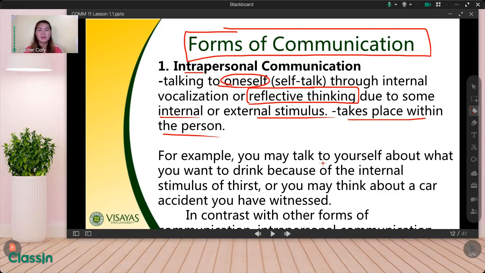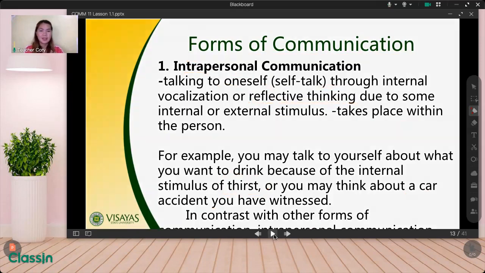For example, you may talk to yourself about what you want to drink because of the internal stimulus of thirst. That is the stimulus that causes you to think, that causes you to communicate with yourself. Or you may think about a car accident you have witnessed. So there's something like a memory that came into you. So, in contrast with other forms of communication, intrapersonal communication is within us.